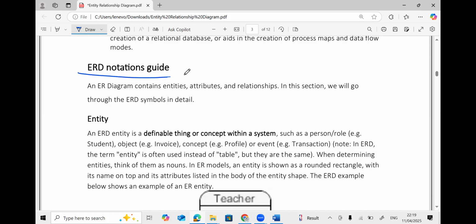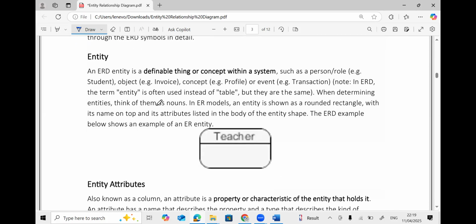As far as the ERD notations are concerned, you do know when we talk about an entity such as a teacher, we always draw it this way. And I believe all of you know how to draw this in MS Word. Am I right? Okay, you've done this.